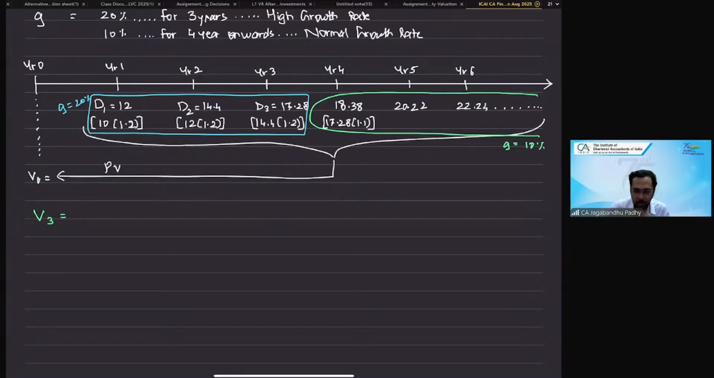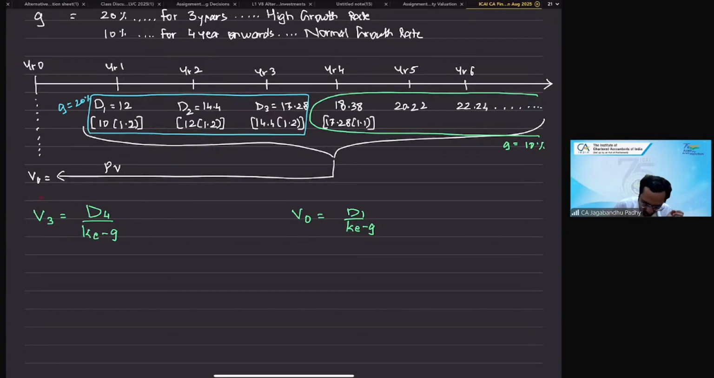The value of the company in year 3. Just like we had the formula of value in year 0 is D1 upon K minus G, under an assumption that from D1 onwards all the growth rates are going to be constant. Same way, can you tell me what should be the formula for the company? Let's say I want to value the company in year 3. D4 upon KE minus G.